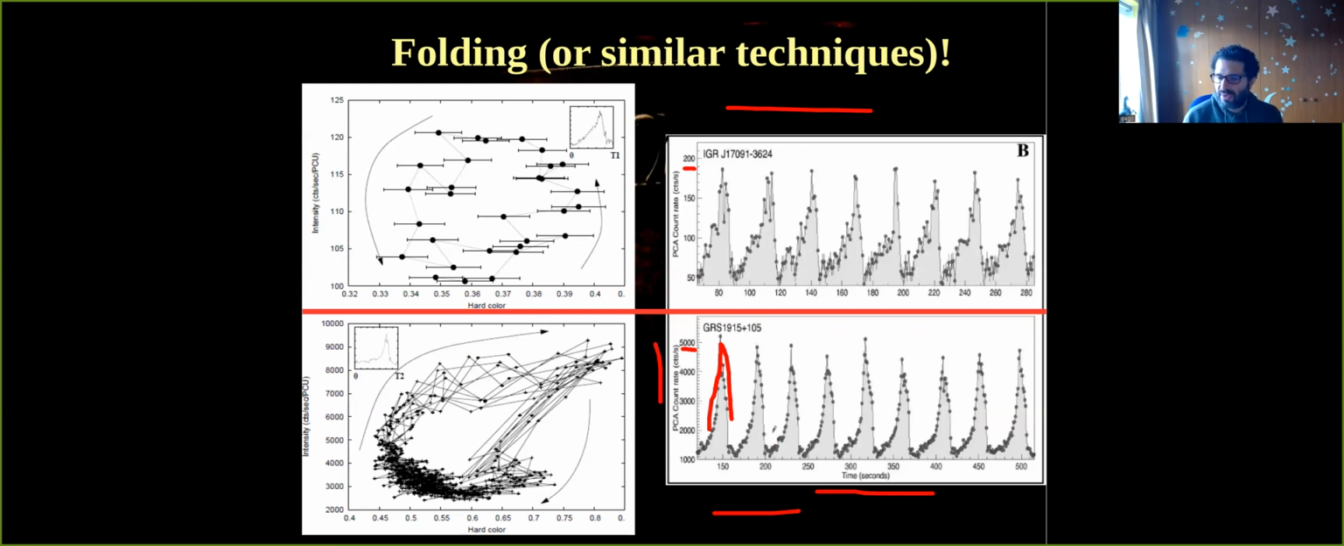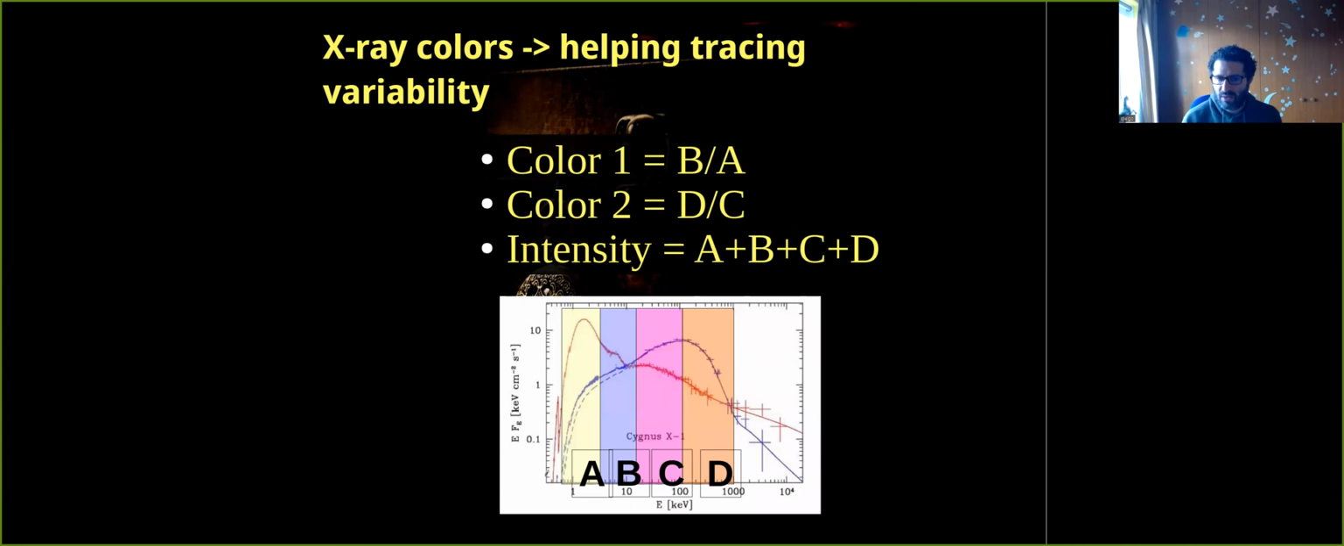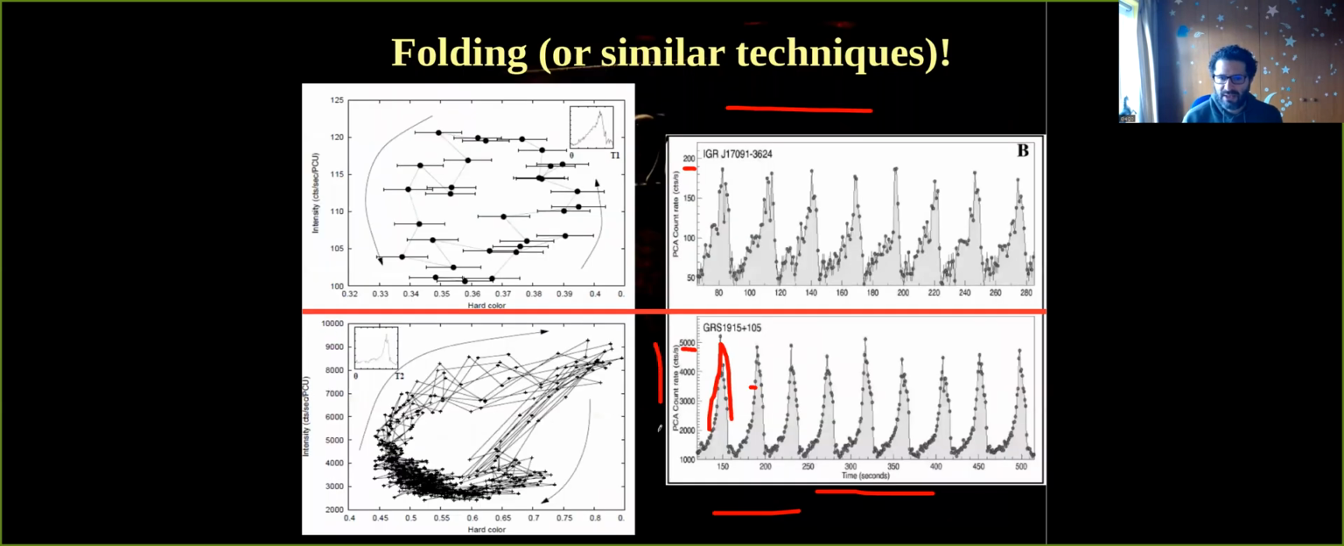What you can do when you have a lot of statistics, or when you have a lot of counts, is actually, as I was saying, creating a color for each of these points. And if you create a color for each of these points, and again, just as a reminder, it's defined somehow as the ratio between some bands of your choice, then you can create the plot on the left, which basically shows a kind of loop, where this part here is basically this part, and then the loop that is being done by each of these flares.